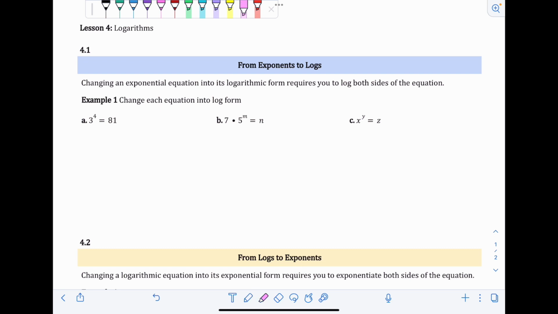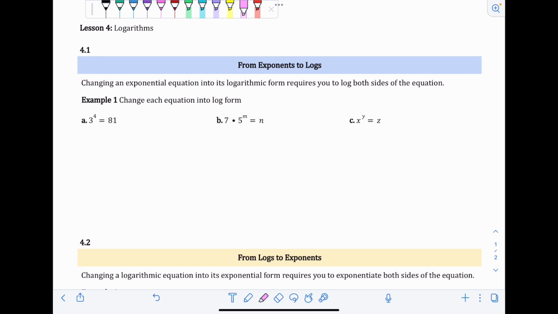So starting up at the top, changing an exponential equation into its logarithmic form requires you to log both sides of the equation. Logging both sides is just like applying an operation to each side so you don't change the value, similar to adding something to both sides or subtracting something from both sides of the equation. As long as you're applying that operation to both sides, you're not actually changing the value of the equation, you're just rewriting it.